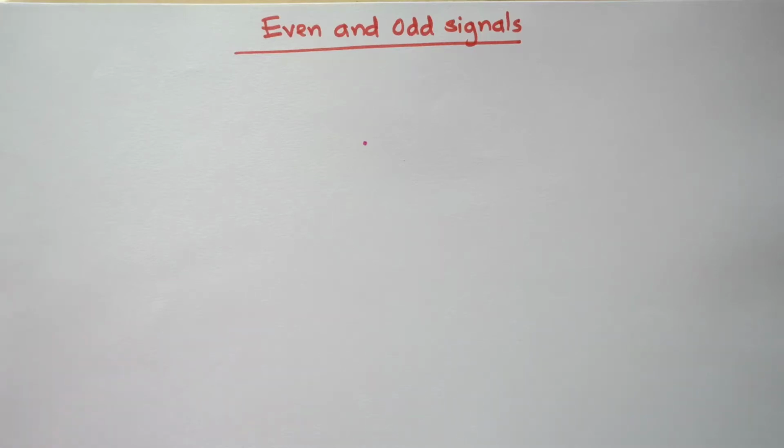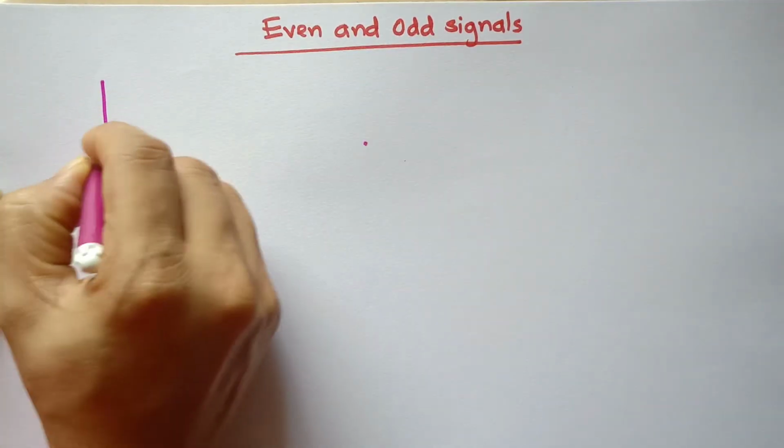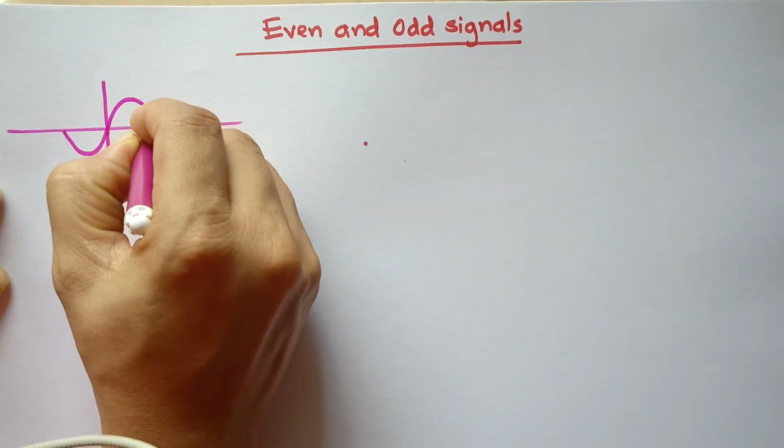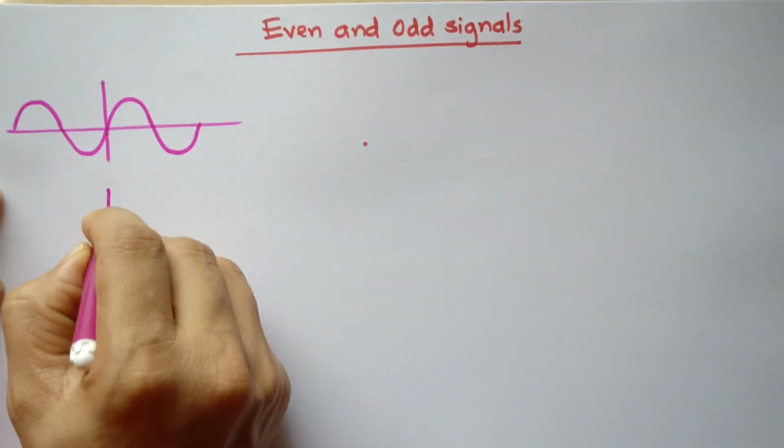Today we'll see a typical classification of signals that is called even and odd signals. We'll first see some examples. We'll draw some waveforms. You know the sine wave, okay? So the sine wave is like this. We'll draw 2 cycles.